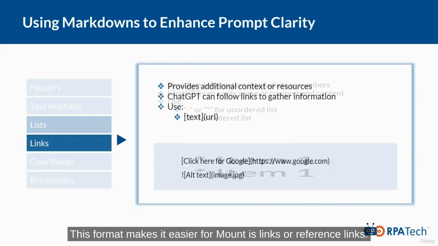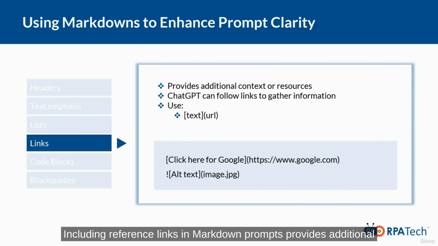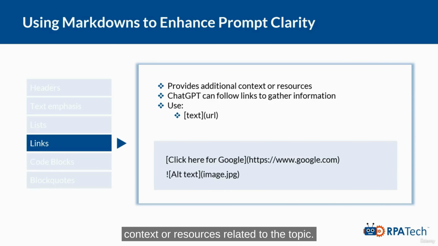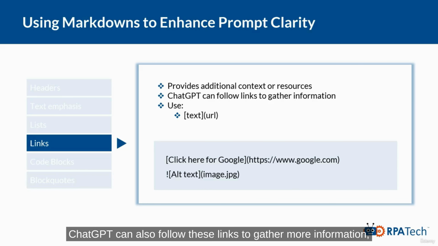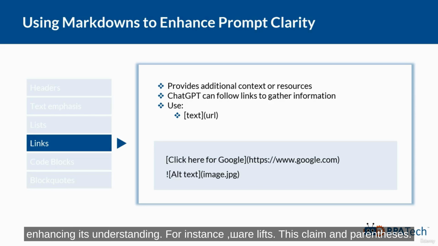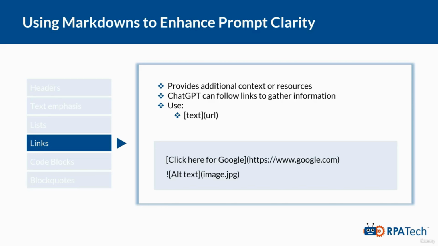Next is links or reference links. Including reference links in Markdown prompts provides additional context or resources related to the topic. ChatGPT can follow these links to gather more information, enhancing its understanding. Use square brackets for the text and parentheses for the URL. For instance, you can use the format as shown below to insert links.